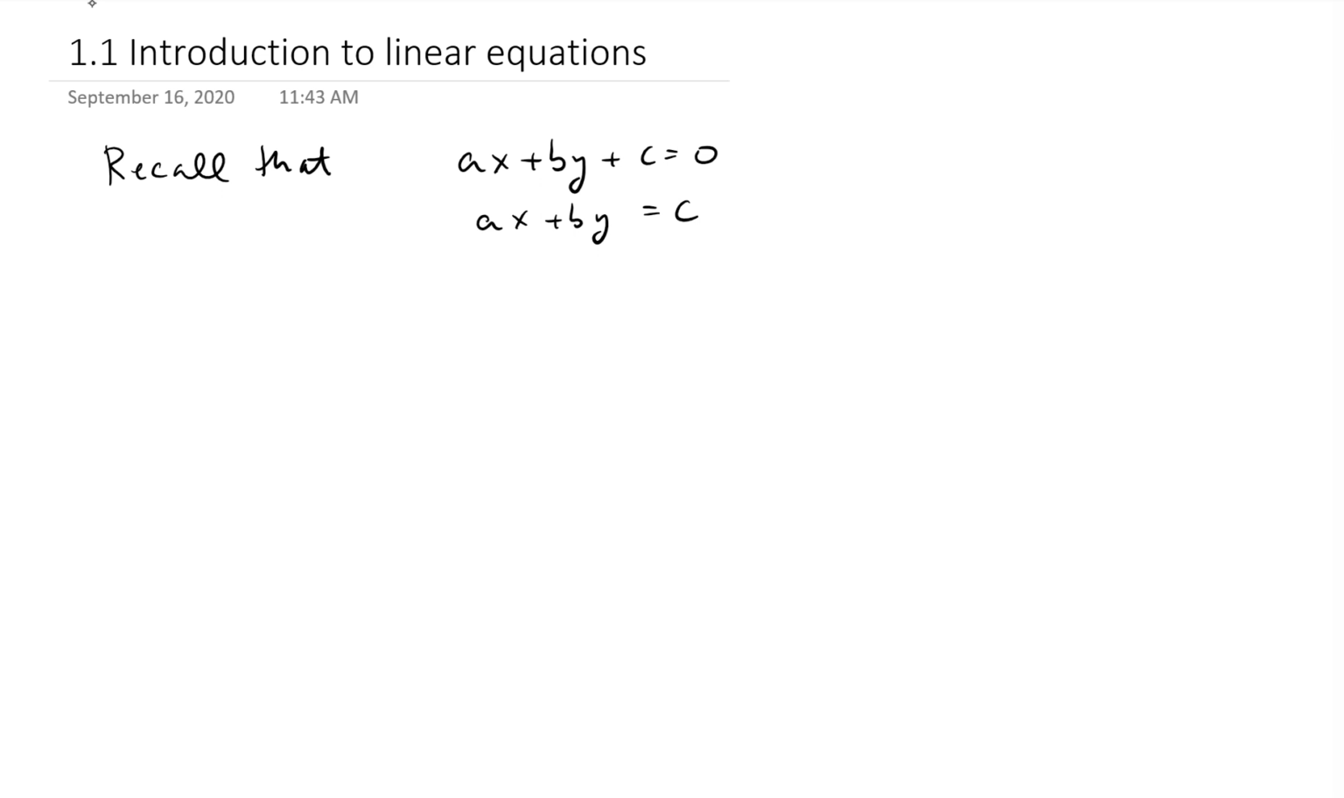So that's, we saw, that's the equation of a line, right? Is the equation of a line in R2. And we know also that a and b are the coordinates of a vector that's perpendicular to the line.